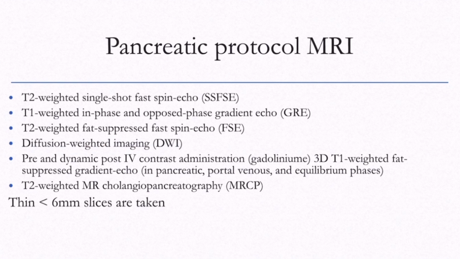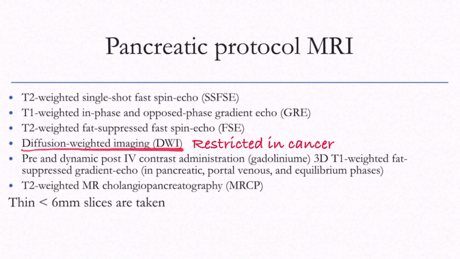Similarly, pancreas protocol MRI has predefined techniques for increased sensitivity. MRI is, although, less commonly done than CT scan. Similar to CT scan, thin slices are taken. Diffusion-weighted imaging detects movement of water through tissues. Tumor being dense tissue shows more restriction to diffusion of water molecules than benign tissues.